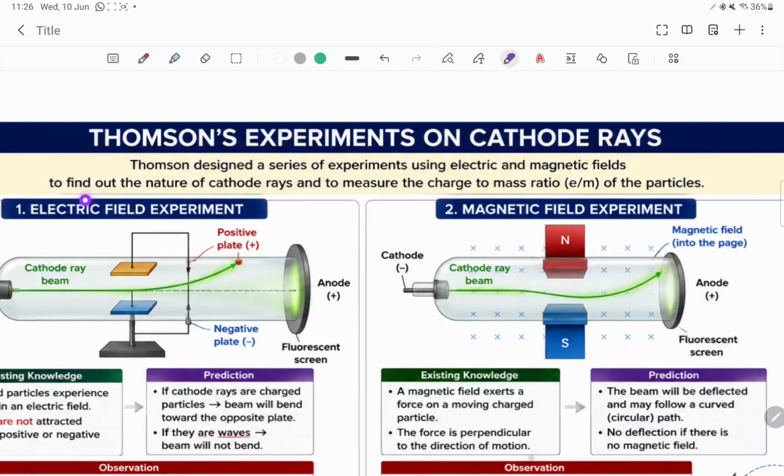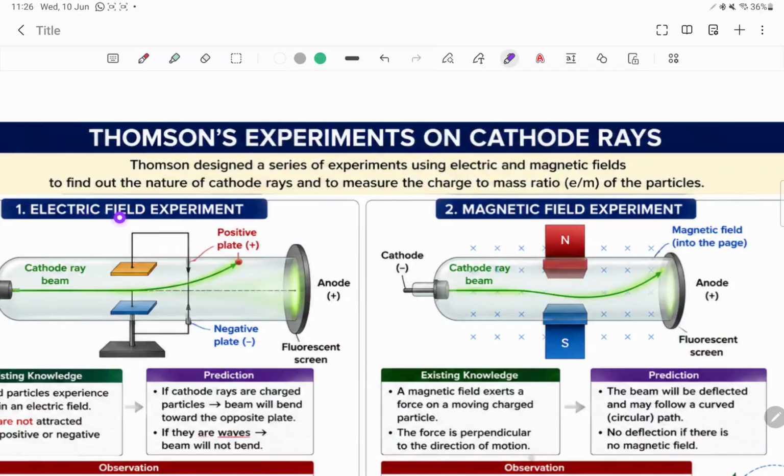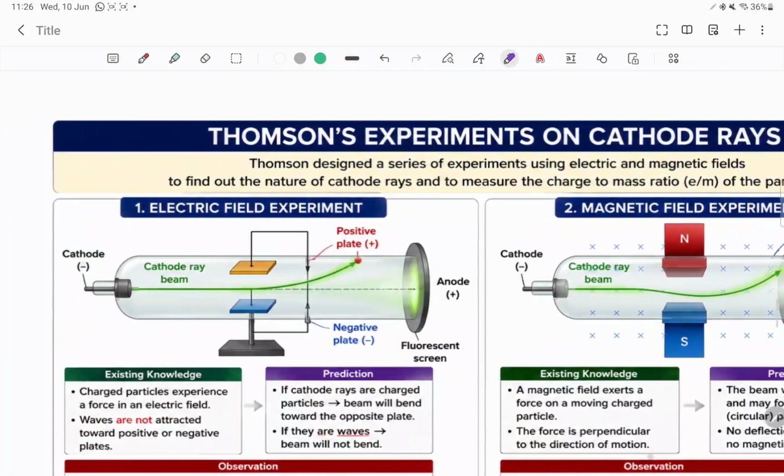So why? To find out the nature of cathode rays, and the main goal is to measure the charge to mass ratio. To find out the charge to mass ratio, first he wanted to know whether they respond to the magnetic and electric field. So, the electric field experiment.